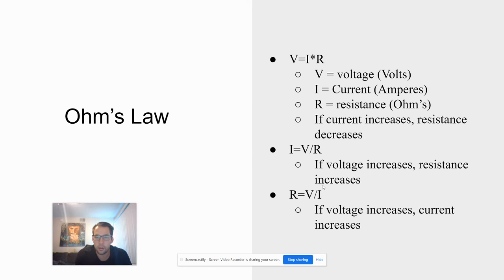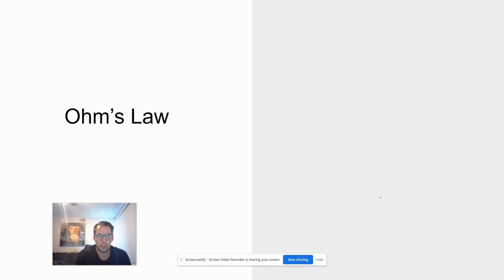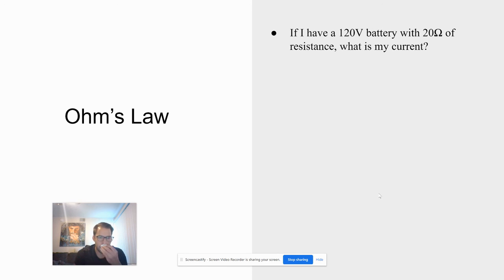In these two relationships, we have a direct relationship. So if voltage increases for this equation, so does resistance for a constant current. For a constant resistance in this equation, if voltage increases, so does current. So go ahead and stop there for a second and then come back to these problems.